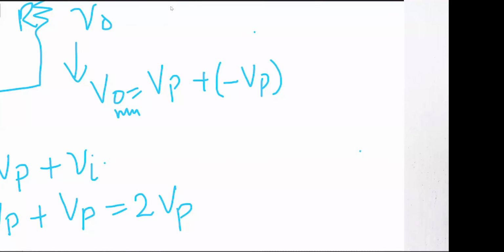Are you with me? Yes, sir. So this means V naught minimum should be equal to 0, right?